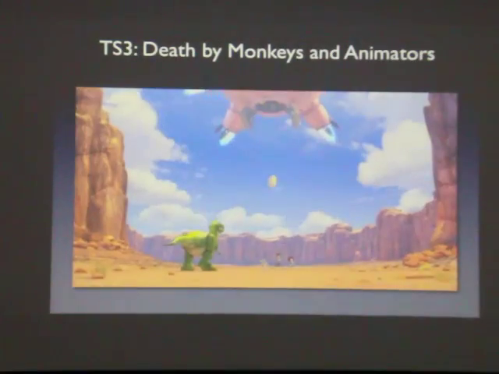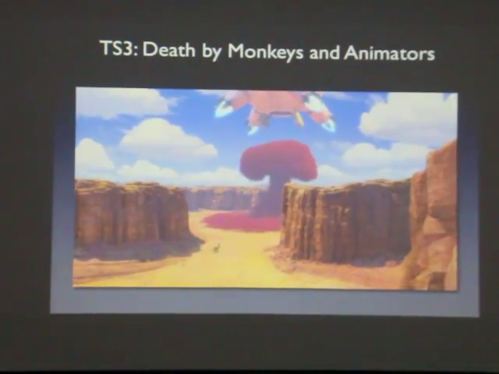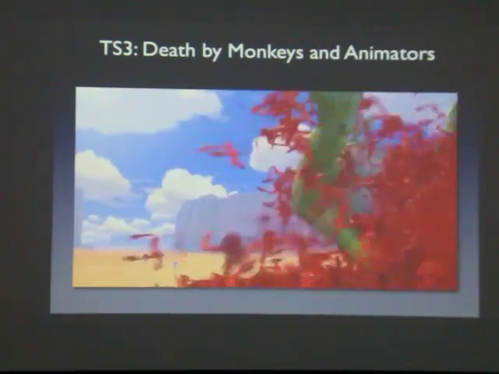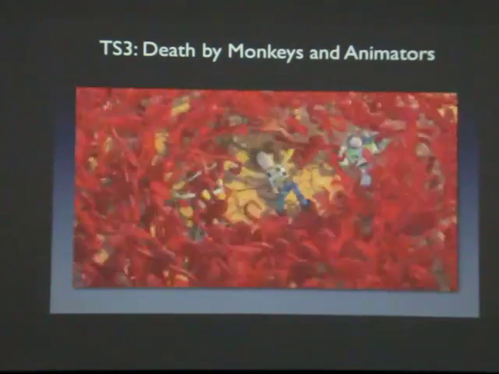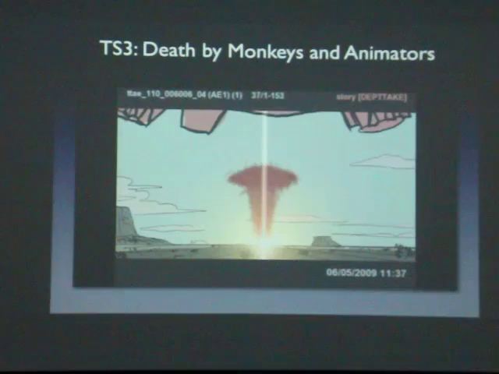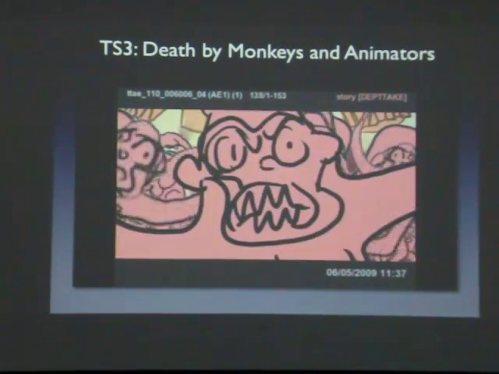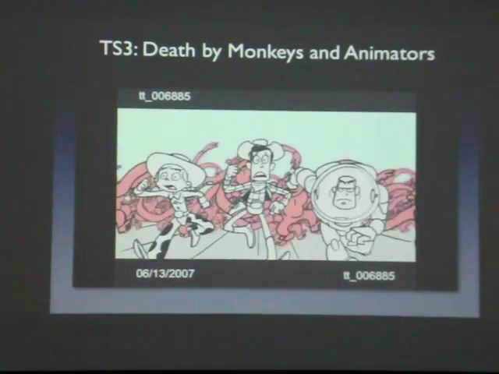Now, next up I want to show you Toy Story 3, Death by Monkeys. This is another crowd shot at the extreme end of the spectrum, where there are so many of them, it's more like an effect or an explosion of fluid than it is individual characters. So that's the storyboard, and then we went from that to those final Death by Monkeys shots.